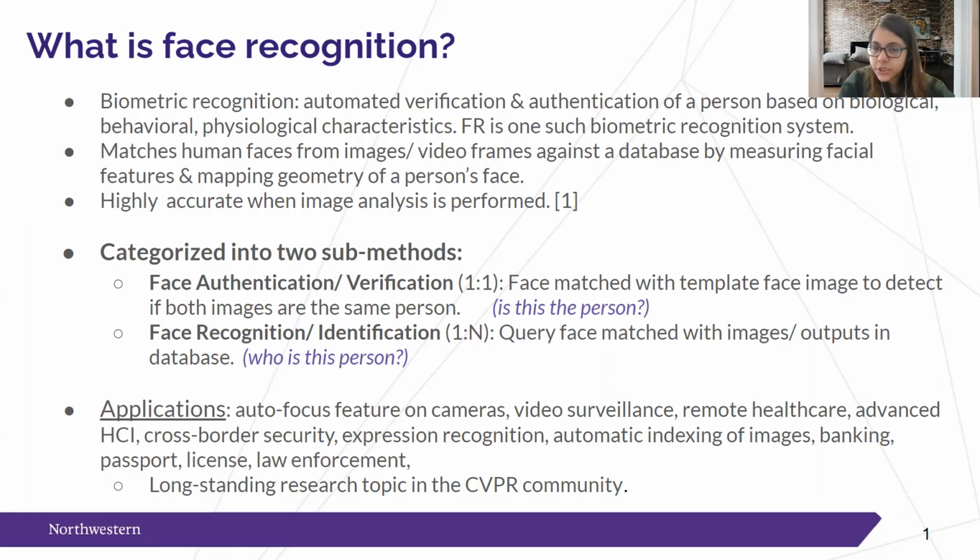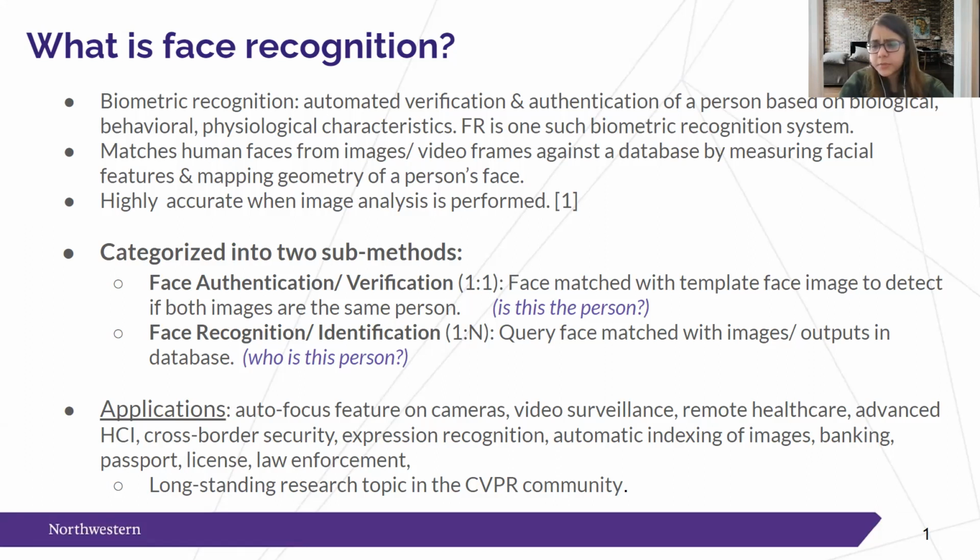In face authentication, it's a one-to-one method where you take an image query or an input image and you match it with another face template and you detect if both the images are of the same person. So the question that it answers here is, is this the person? And in face recognition or identification, you take one sample image and you match it against an entire database, and you find out who this person is.